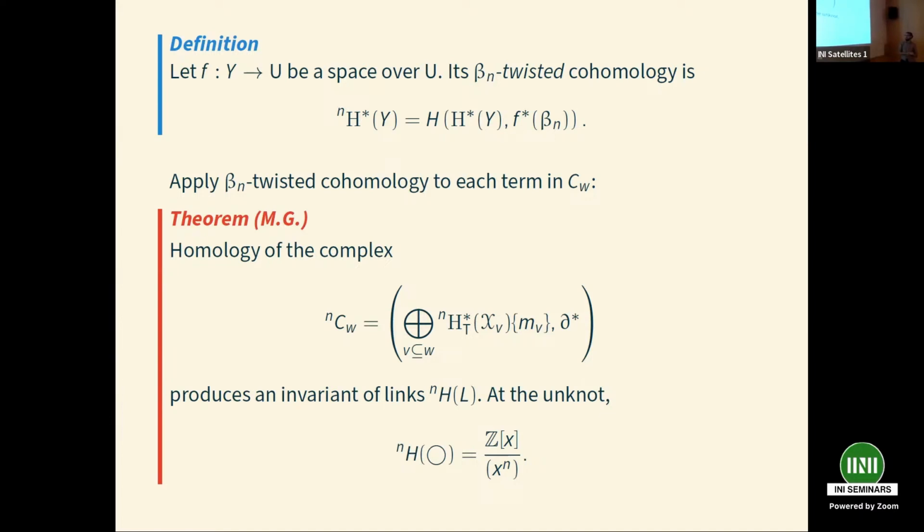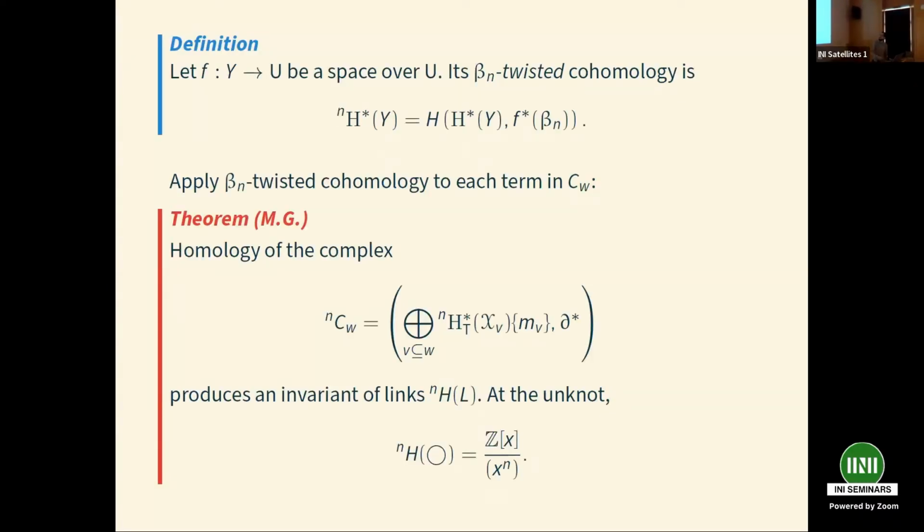This is related to known invariants, so this can be called, if you're interested, an integral version of covariant homology as well. So for instance, for n equals 2, this is like an integral version of covariant homology.